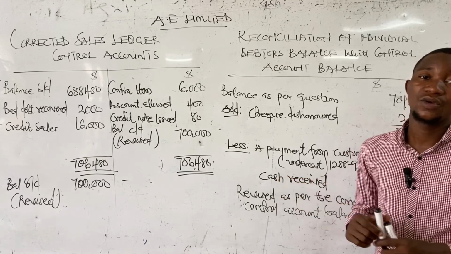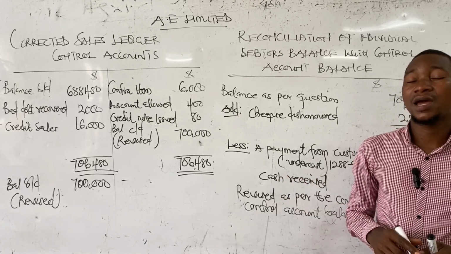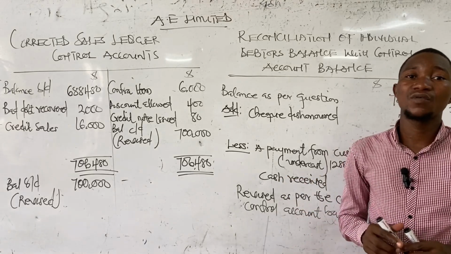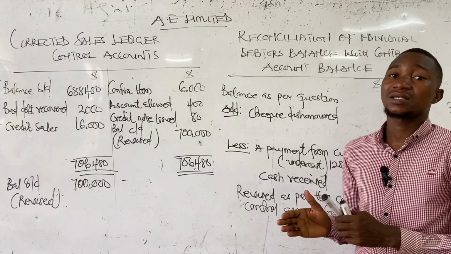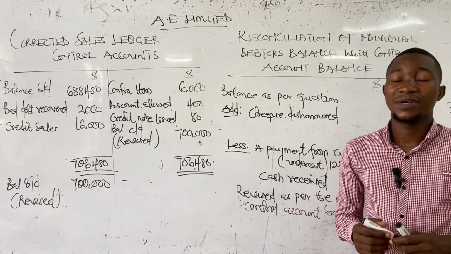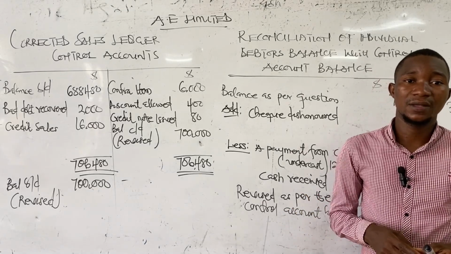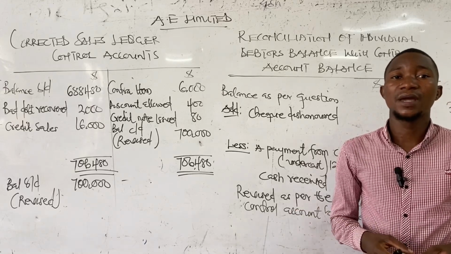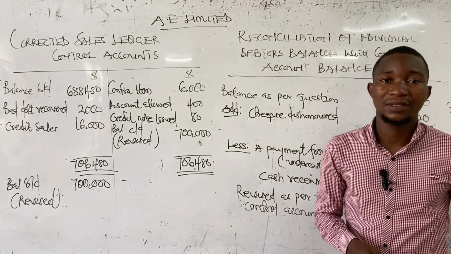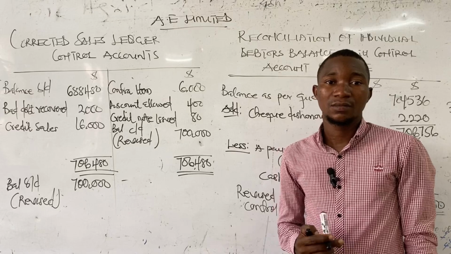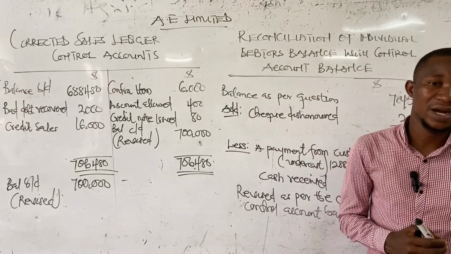In our subsequent video, we may look at a reconciliation of the individual creditors account balances with that of the purchases ledger control account. Is that okay? And subsequently, we may also look at income taxes, IAS 12. It is a special request from some of my subscribers.